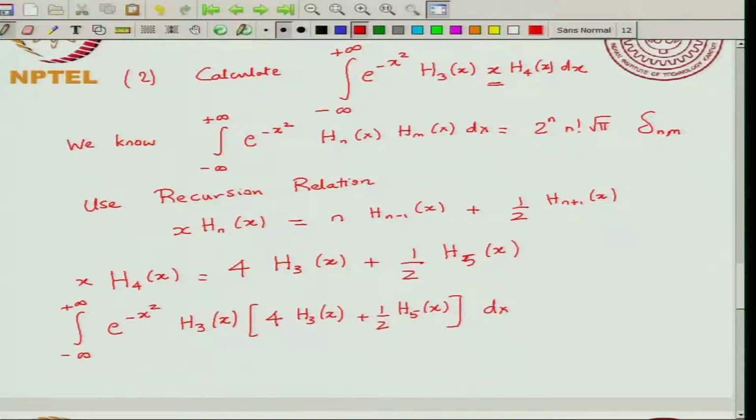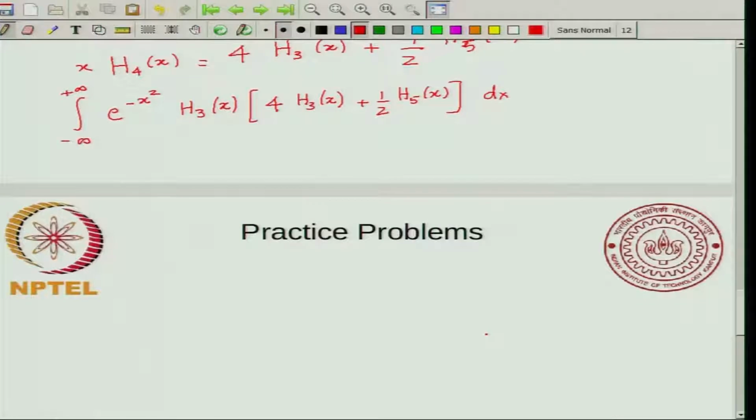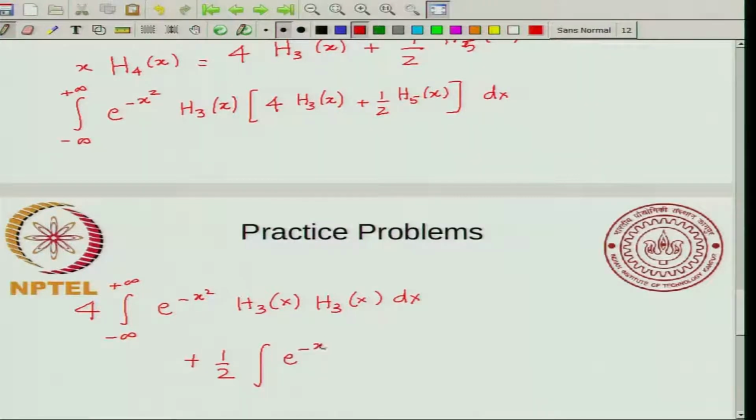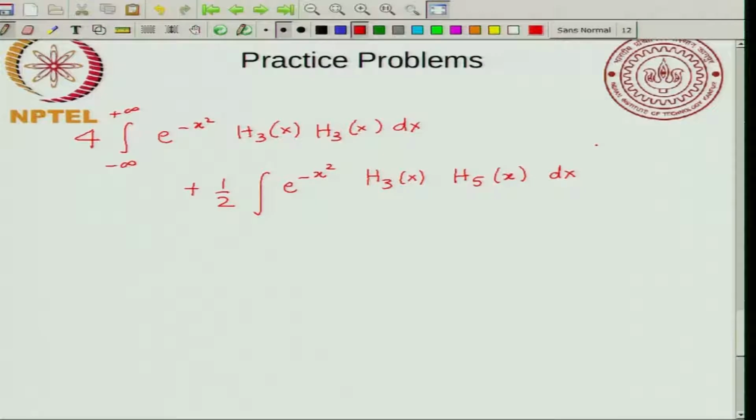Okay. Now this has two terms. So the first term is the integral from minus infinity to plus infinity of e to the minus x square h3 of x times h3 of x dx, and this is multiplied by a factor of 4, and the second term is half times the integral of e to the minus x square h3 of x h5 of x dx. Okay, so now you use the orthogonality relation.